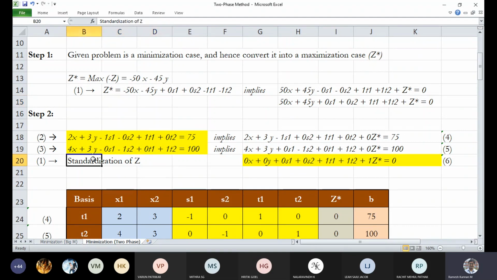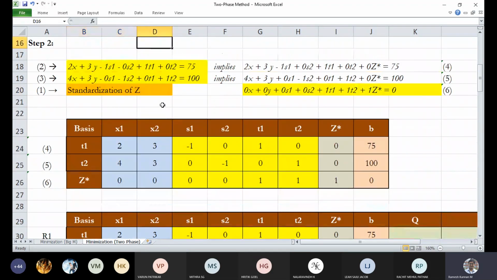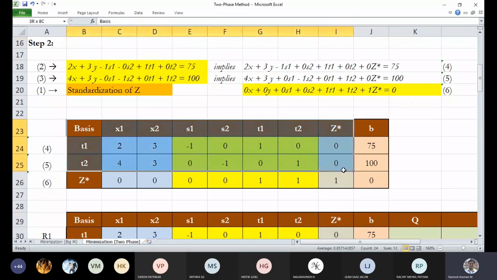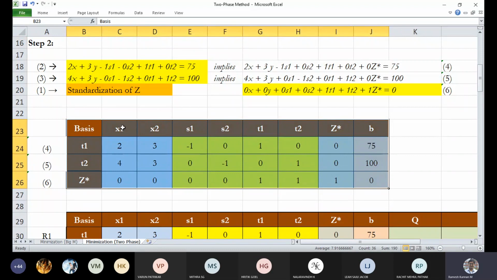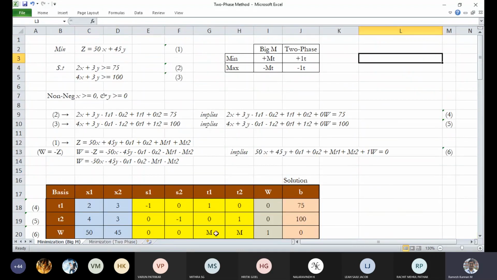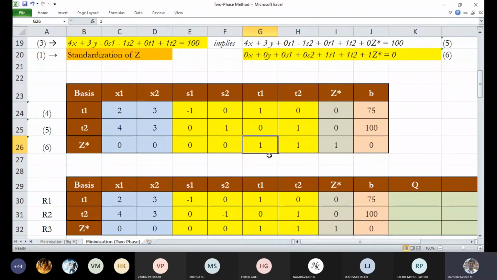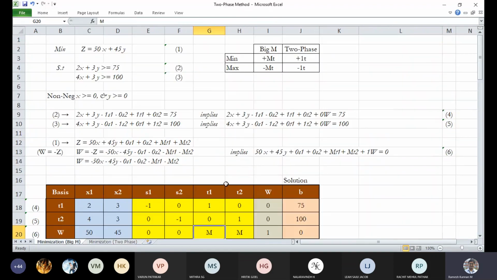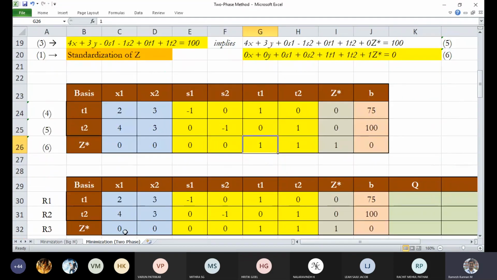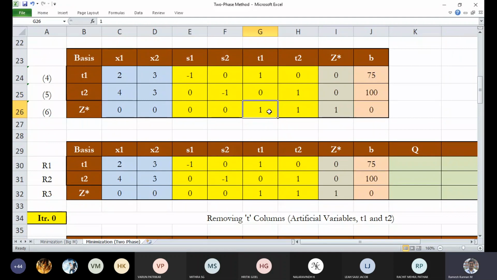The only difference in the two-phase method is the standardization of z. Now this will become our simplex table, so it is pretty much the same. In the earlier case we had something called M, but in this case we have 1. So we replace this 1, like the M in the big M method. How do we remove this 1?